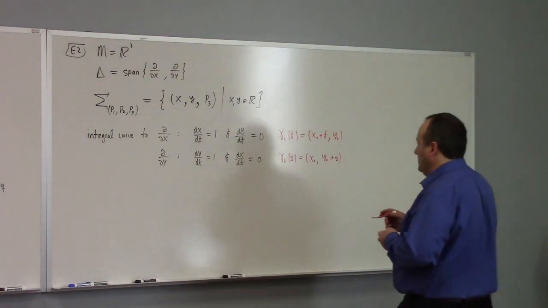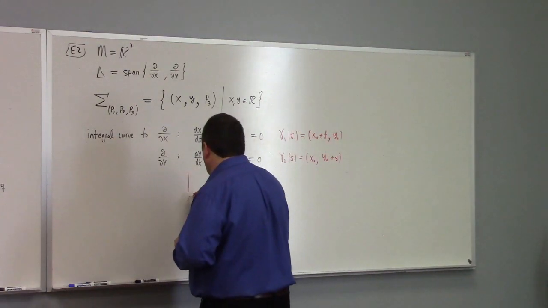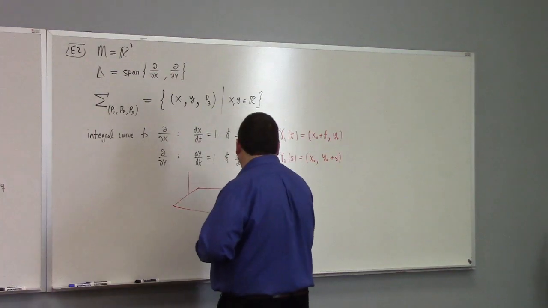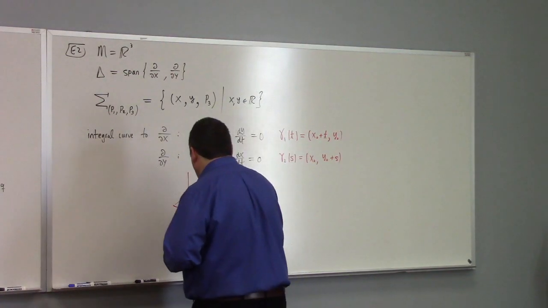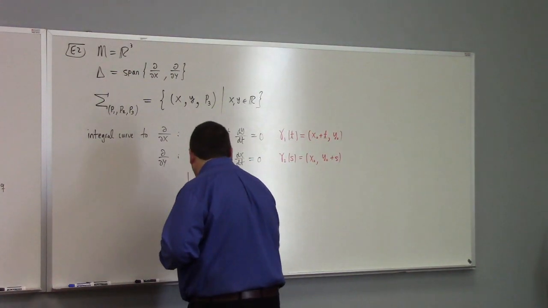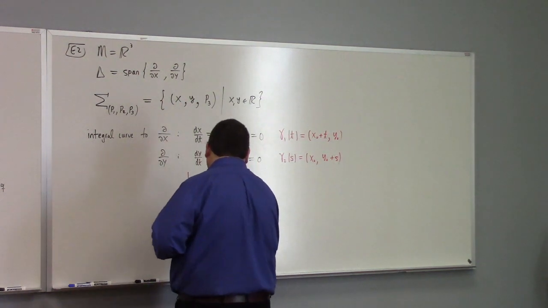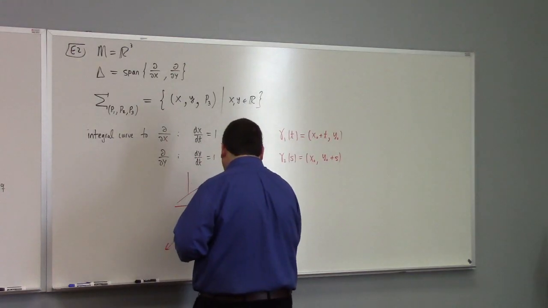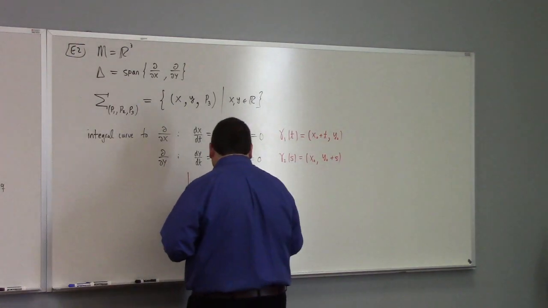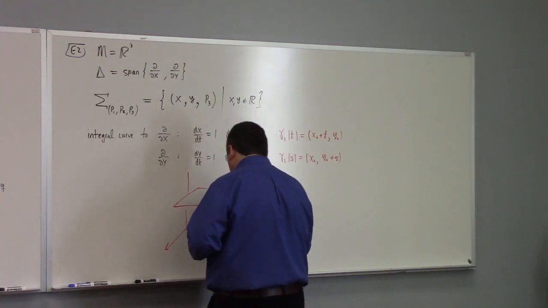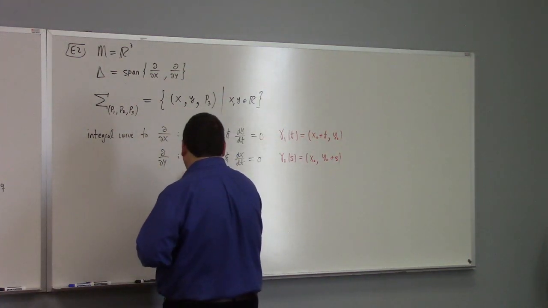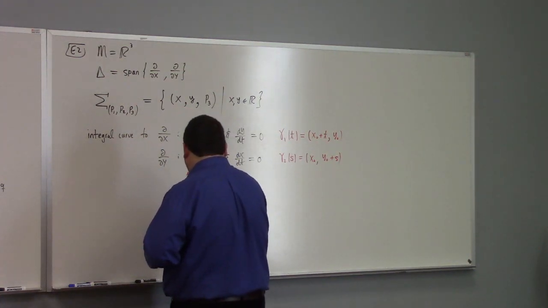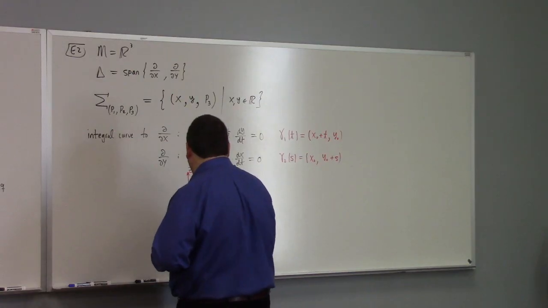So if you could envision, that was supposed to be horizontal. I tried. Here, let me fix it. There we go. Now it's clearly horizontal. All right. Here's y, here's x, here's z.